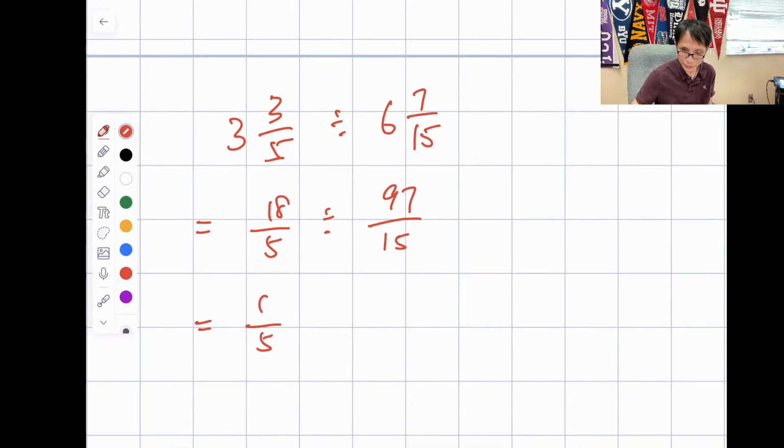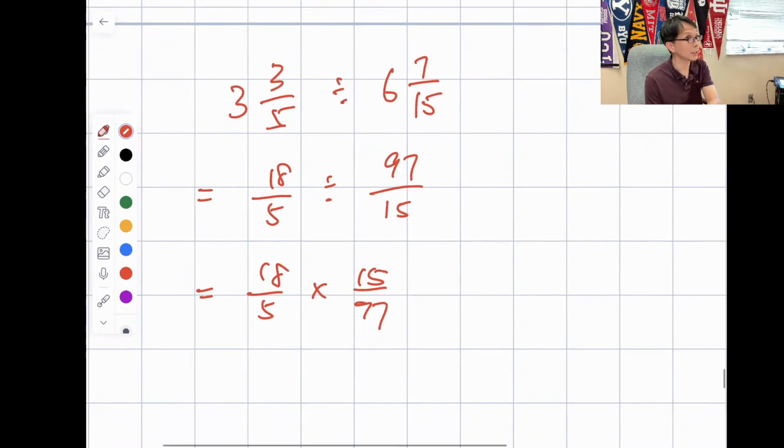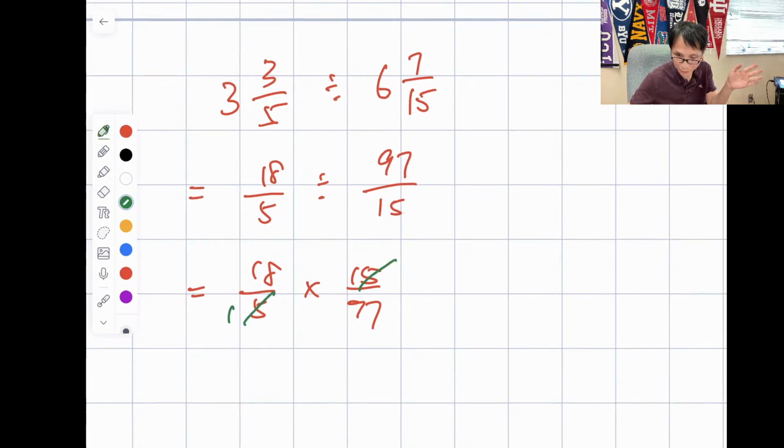Okay, so keep change flip: 18/5 times 15/97. Is that okay? Do you guys remember how to do keep change flip? Did anybody forget? No? Okay. Now what did I do here? Be careful. What do I do next though? 5 and 15 can do what? Yes, simplification. Make sure you simplify it. Don't be lazy. Just be quick. So this is 3, and this is going to be 54/97. I think that's what I got.